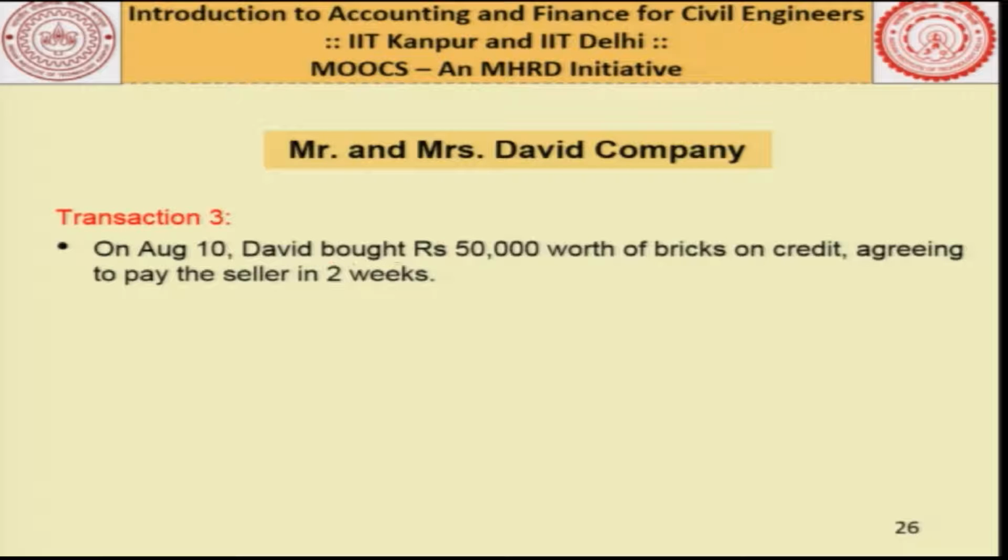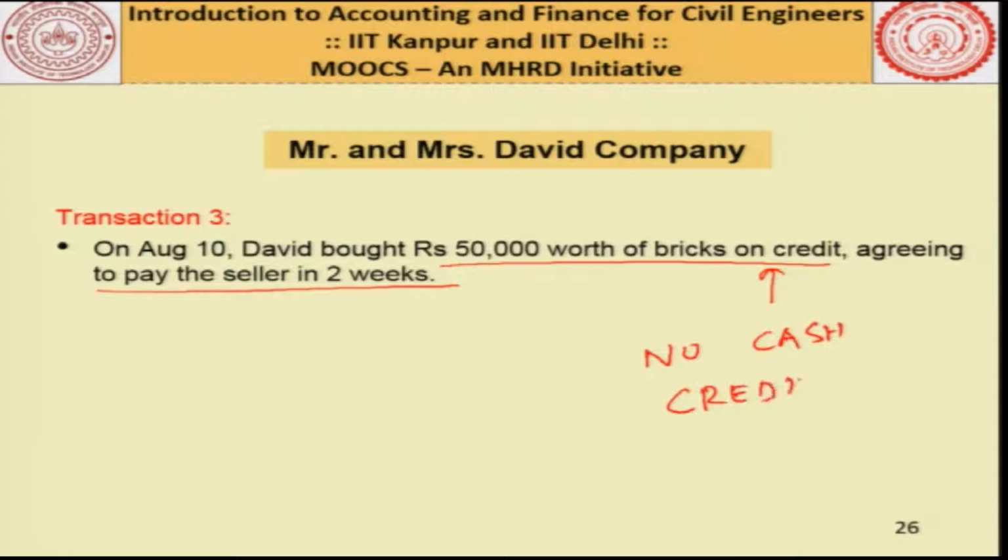On August 10, David bought rupees 50,000 worth of bricks on credit, agreeing to pay the seller in 2 weeks. Now, remember, this is not a cash transaction, no cash, this is on credit, and Mr. and Mrs. David Company promised to pay the seller in 2 weeks' time. So, cash has not changed hands. So, how do I show it?